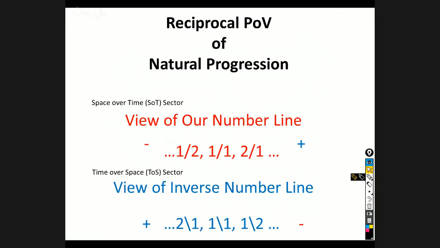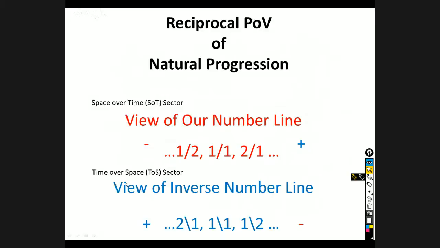We've got a space over time, or SOT sector, which is a view of our number line that we are familiar with, the 1 over 1, 1 over 2, the 2 over 1 on the right. So this way we're going positive, this way we're going negative. If we take the fixed coordinate system, this would be 0, this would be -1, this would be +2.